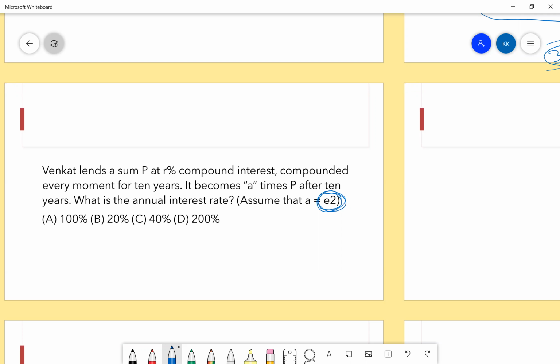Kesari, is it compounded every moment or every month? Every moment. What do you mean by moment? Every second. That's why I said it's a moderate question. It gets compounded every second. Like generally you have per annum, here it is per second.